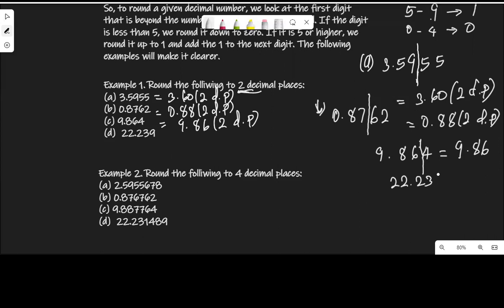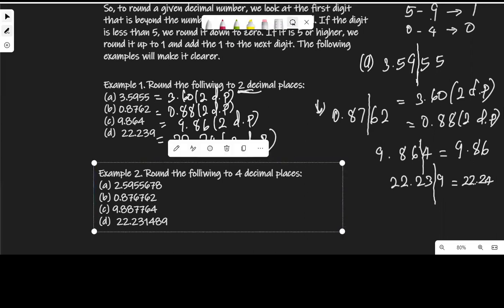And lastly, in this example, I have 22.239. I want to round it to two decimal places. This is the position of two decimal places. The next number to it is 9. Numbers from 5 to 9 round to 1. Add the 1 to 3. So this number to two decimal places is 22.24, in two decimal places. That is that for question of example 1.